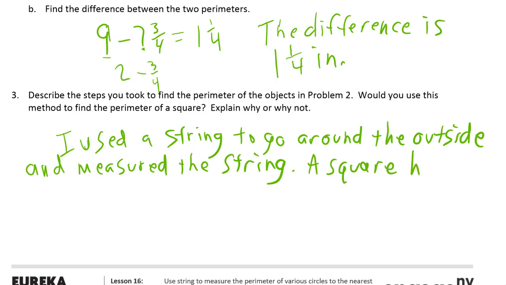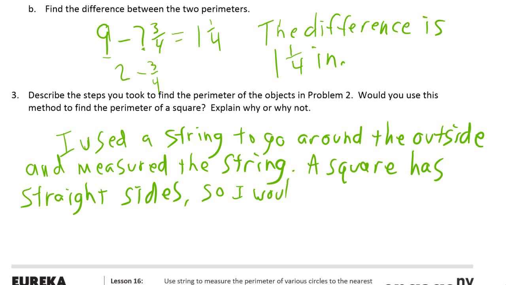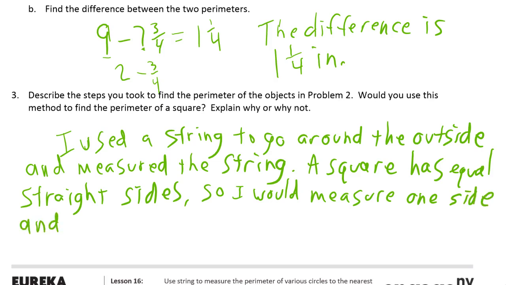A square has straight sides. So I would say it has equal straight sides. So I would measure one side and add it four times.